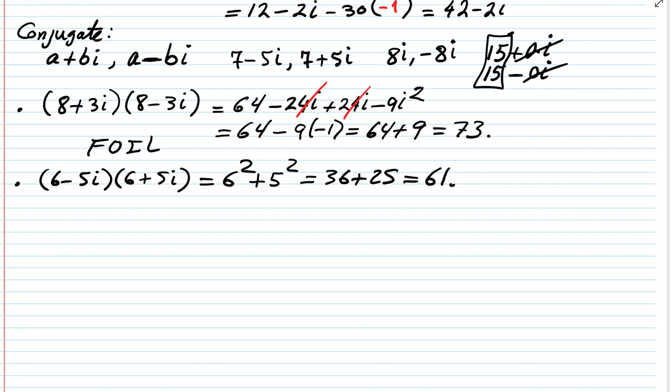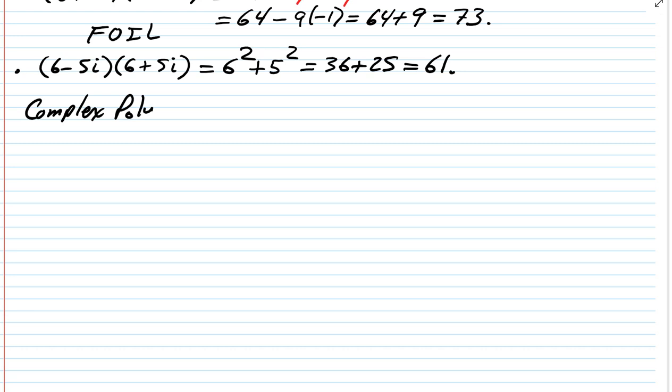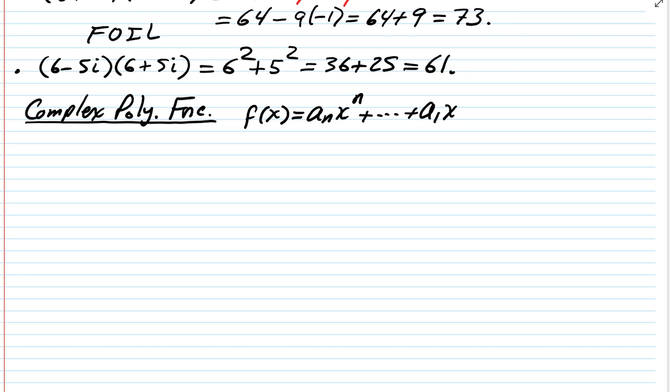Now, that's all the review we need for complex numbers. So let's talk about now complex polynomial functions. A polynomial function is called a complex polynomial function where it is structured exactly the same as before. And I want to also mention, by the way, the real numbers, if you recall, are a subset of complex numbers. So everything we do with real numbers, we can do with complex numbers because real numbers are subsets of them.